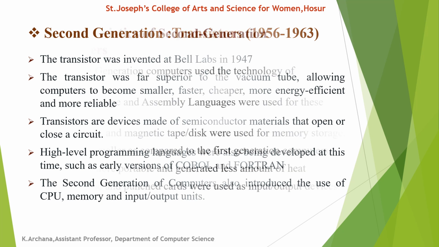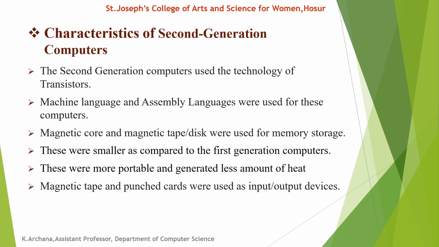The next one is the characteristics of second generation computers. The second generation computers used the technology of transistors. Machine language and assembly languages were used for these computers. Magnetic core and magnetic tape disk were used for memory storage. These were smaller as compared to the first generation computers. These were more portable and generated less amount of heat. Magnetic tape and punched cards were used as input or output devices.